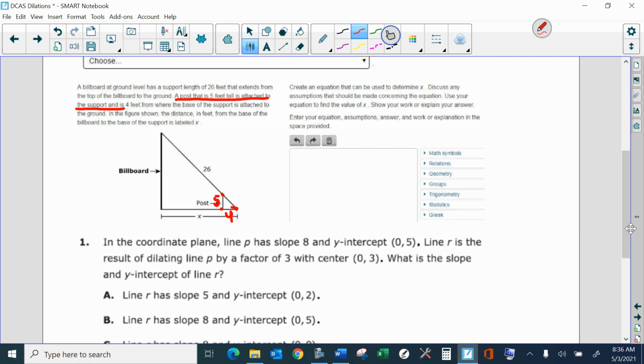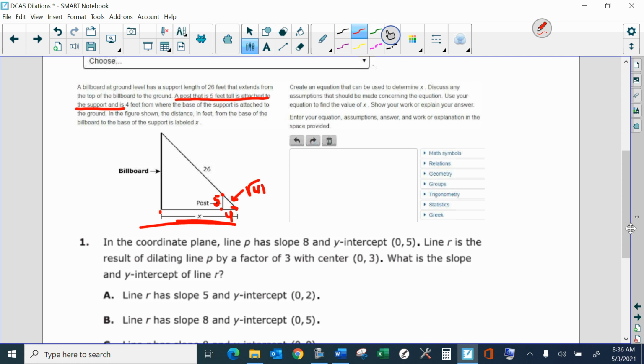In the figure shown, the distance in feet from the base of the billboard. So now we want to find this. Notice we don't have the height of that, so we need to find this first with the Pythagorean theorem, and then we can compare correspondingly. So 25 plus 16 is the square root of 41.